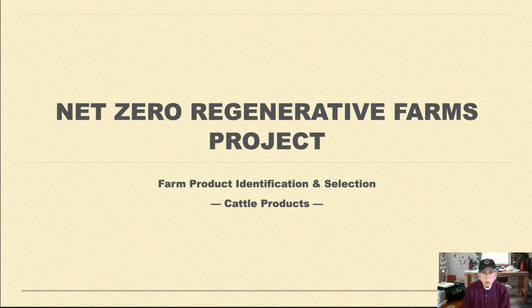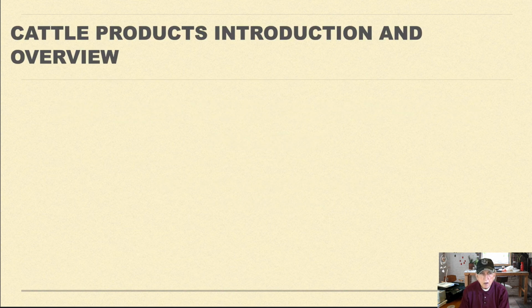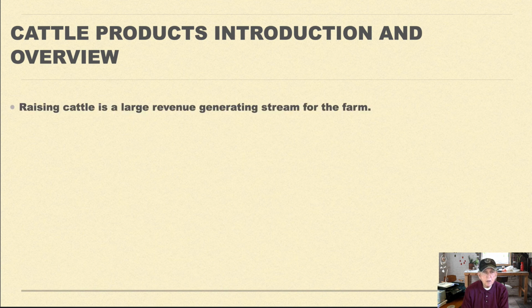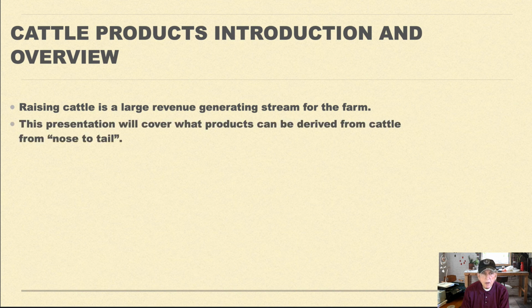Net Zero Regenerative Farms Project, Farm Product Identification and Selection, Cattle Products. Cattle Products Introduction and Overview. Raising cattle is a large revenue-generating stream for the farm. This presentation will cover what products can be derived from cattle from nose to tail.